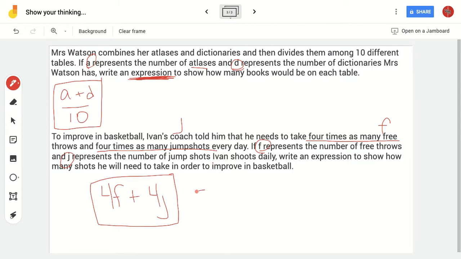Now, there's another way that you're going to learn in a week or two, and it's called the distributive property. And you may have thought this way in your head, but weren't sure it was correct. Well, he could take F number of free throws and J number of jump shots and multiply those by 4. You see? And those would be equal. We'll talk about how that happens later, but those would be equal. This would be satisfactory as an answer, or this.